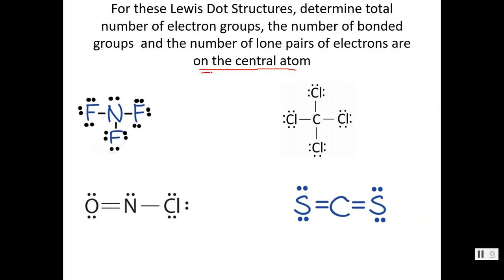Now later in the chapter, you're going to learn how to actually draw these 4 Lewis dot structures using rules that I will give you. But right now, I just want you to focus on being able to say something or determine numbers of electron groups, bonded groups, and lone pairs on the central atom. Because knowing that's going to be important later on in determining overall shape or geometry of the molecule.